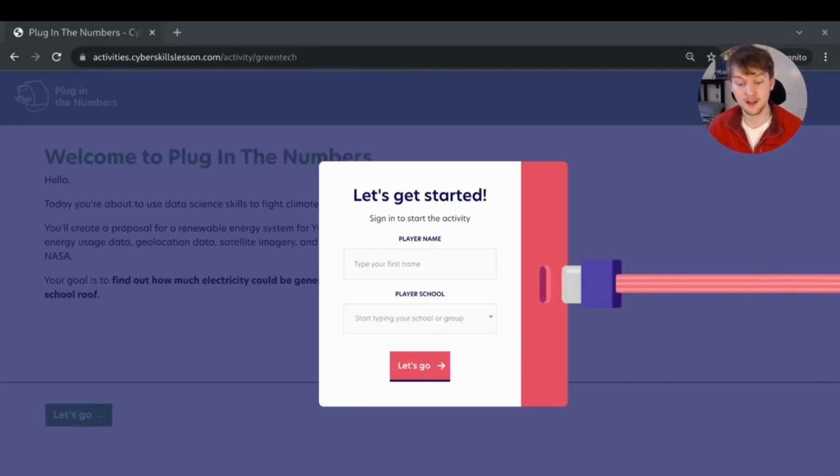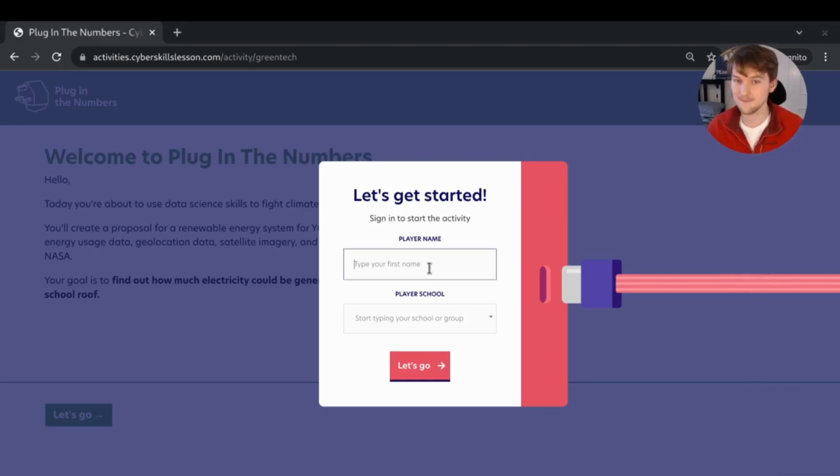I'm part of the team that created the Plug in the Numbers Cyber Skills Live activity. Today, I'm going to run you through how to play it and how it can be used in a classroom setting. One quick thing to mention before we get started is that neither you nor your learners need any experience of data science. You just need the willingness to think about the data, think in the context it's used in, and try and apply it to the real world.